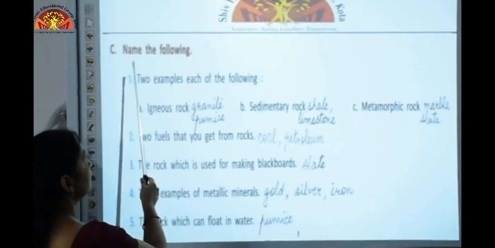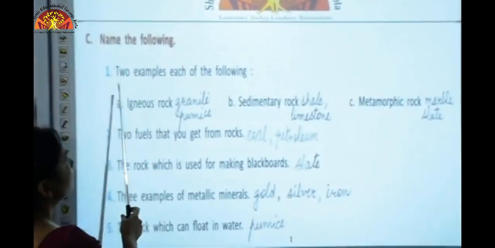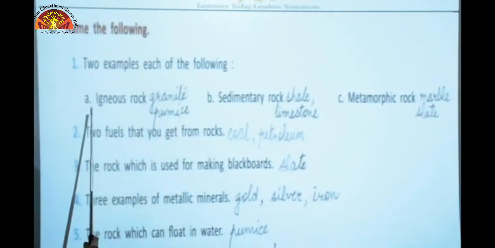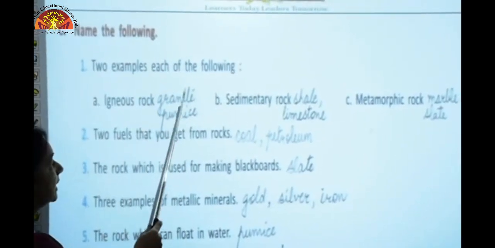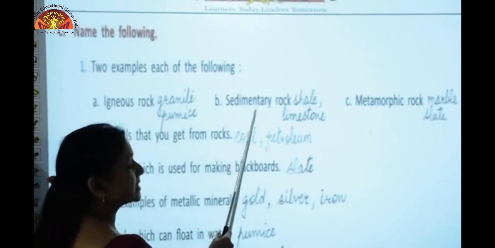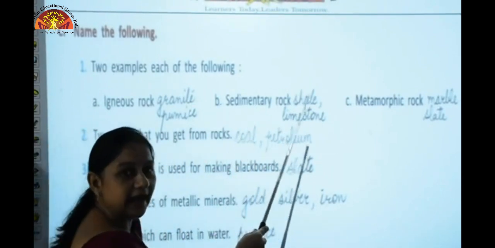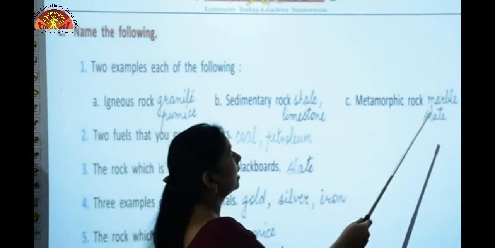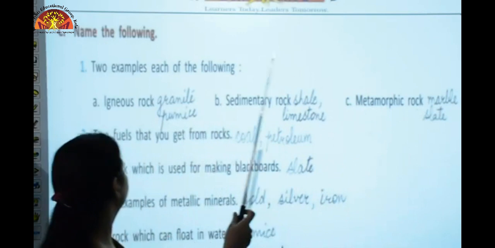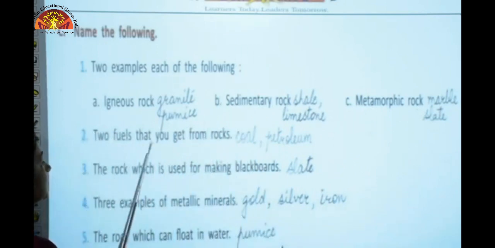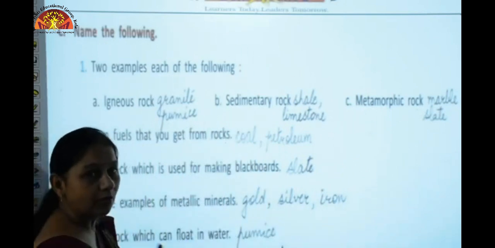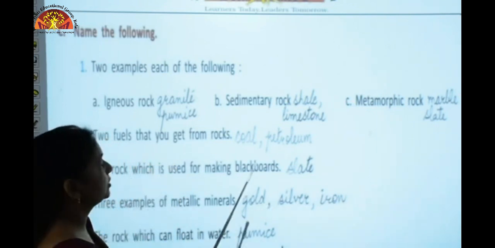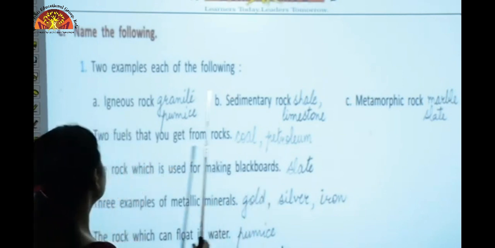Next exercise is name the following. The first one, we have to give two examples in each of the following. Two examples of igneous rocks are granite and pumice. Two examples of sedimentary rocks are shale and limestone. The metamorphic rocks, two examples are marble and slate. Two fuels that you get from rocks, coal and petroleum are the two fuels which we get from rocks. So you need to write coal and petroleum against it.